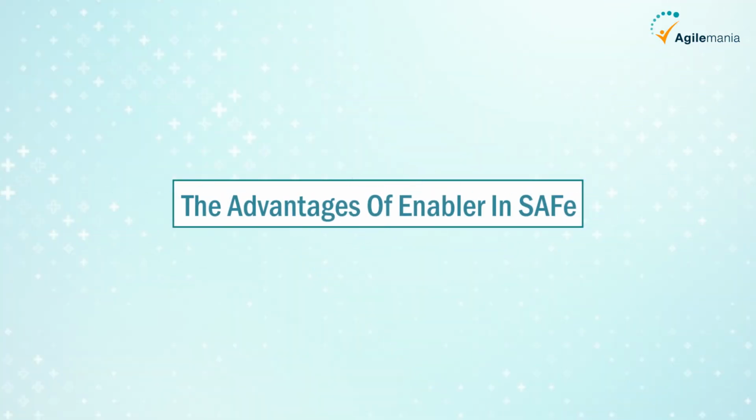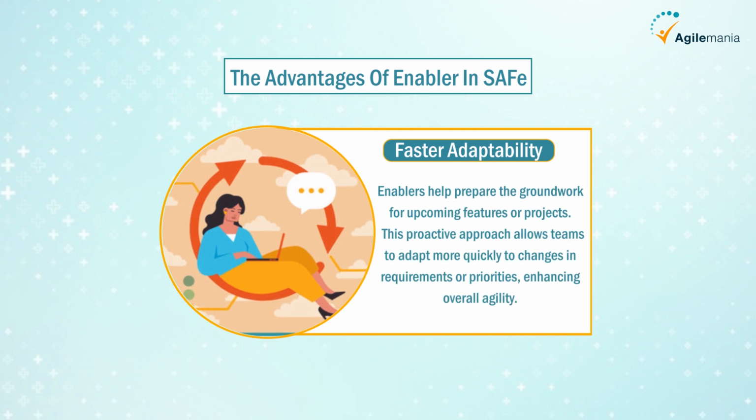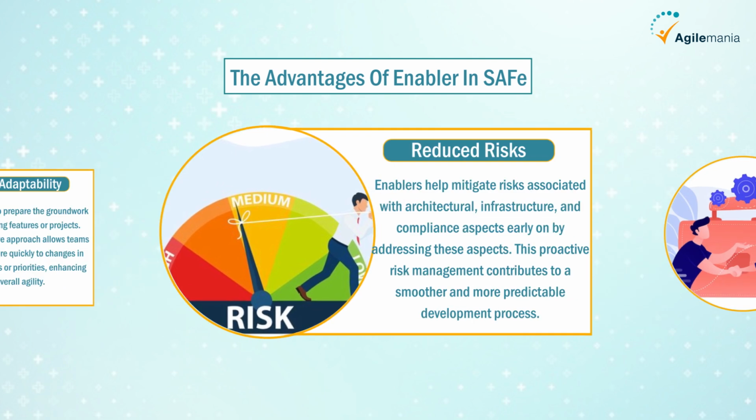Now let's look at what are the advantages of enablers in SAFe. First, faster adaptability. Enablers help prepare the groundwork for upcoming features or projects. This proactive approach allows teams to adapt more quickly to changes in requirements or priorities, enhancing overall agility. Next, reduced risks. Enablers help mitigate risks associated with architectural, infrastructure, and compliance aspects early on by addressing these aspects. This proactive risk management contributes to a smoother and more predictable development process.